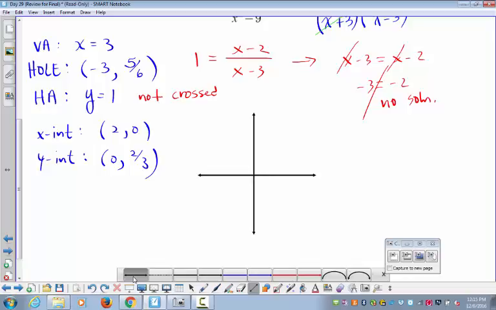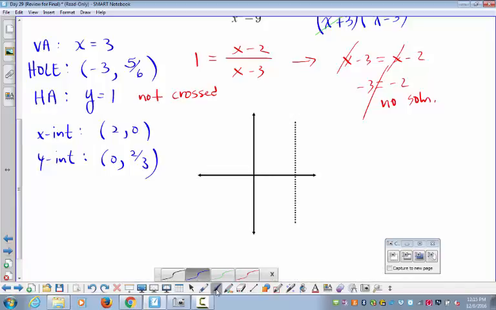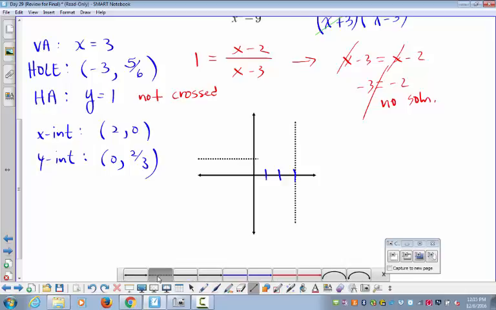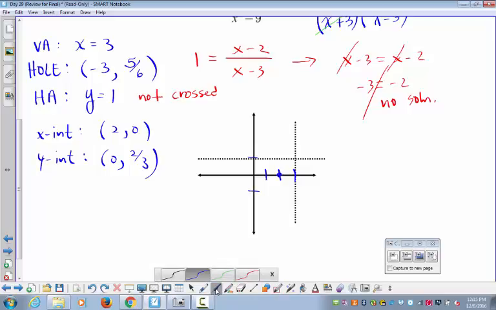So vertical asymptote at 3. There. 1, 2, 3. Horizontal asymptote at 1. There. X-intercept 2 comma 0. Y-intercept 0 comma positive 2/3. That's about right there. Hole at negative 3, 1, 2, 3, comma 5 over 6. That's just above 1. So it's up here somewhere.